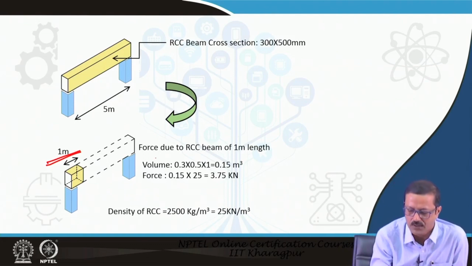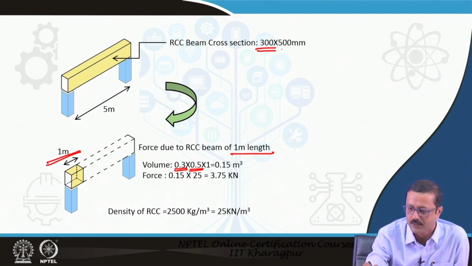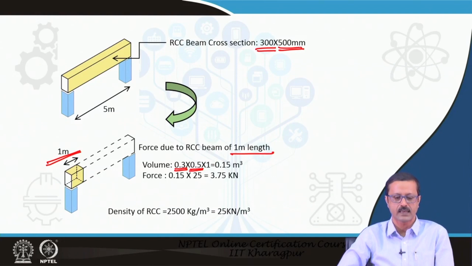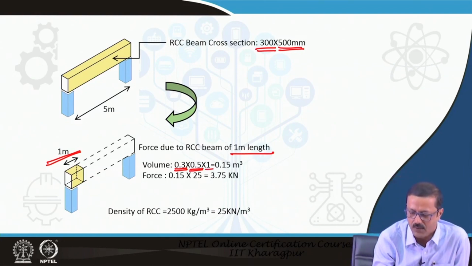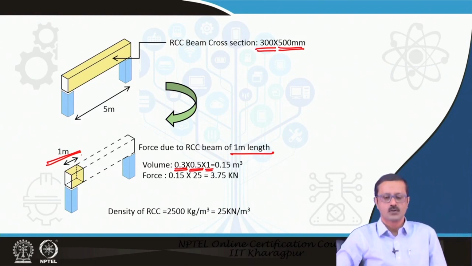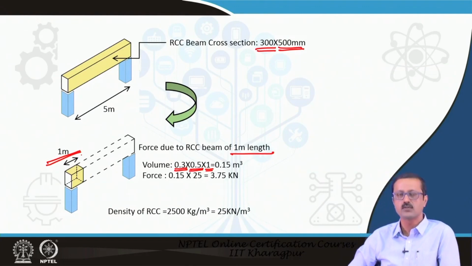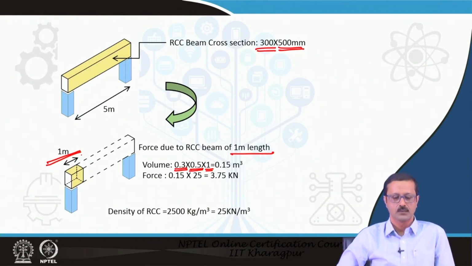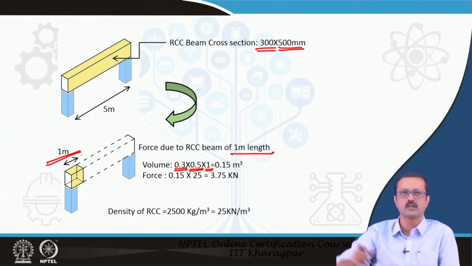So, the force due to the RCC beam of 1 meter of length is, the volume is 0.3, why 0.3? Because 300 mm is one dimension of the cross section, into 0.5, why 0.5? Because 500 mm is the other dimension of the cross section. Those two give me the area of the cross section, and 1, why 1? Because the length is 1 meter. So, 0.3 into 0.5 into 1 gives me 0.15 meter cube, the total volume of the beam of 1 meter length, and this volume is uniform throughout each 1 meter of the running length of the beam.